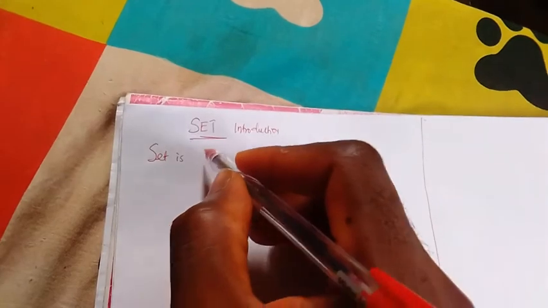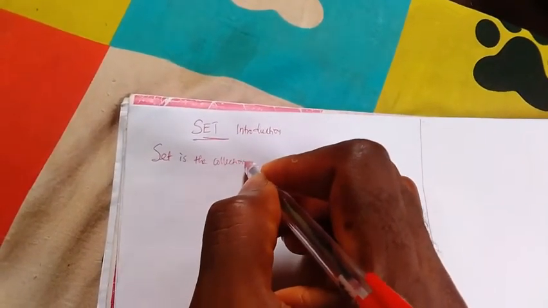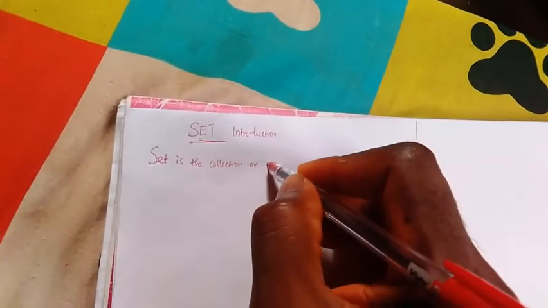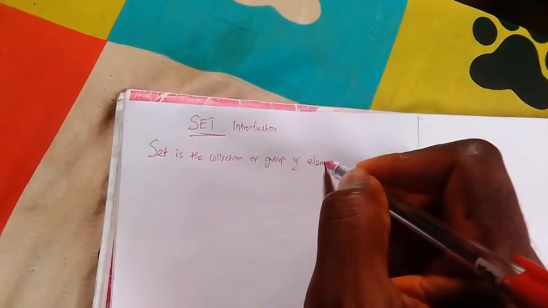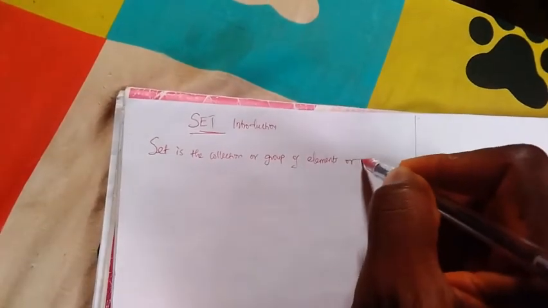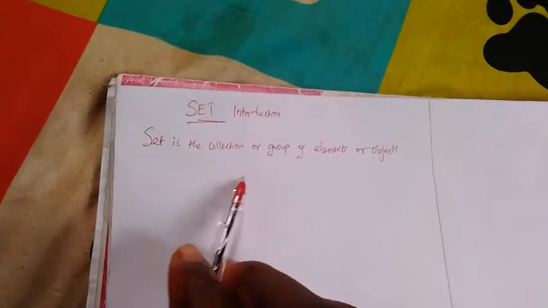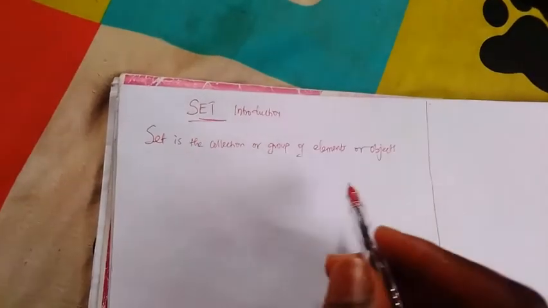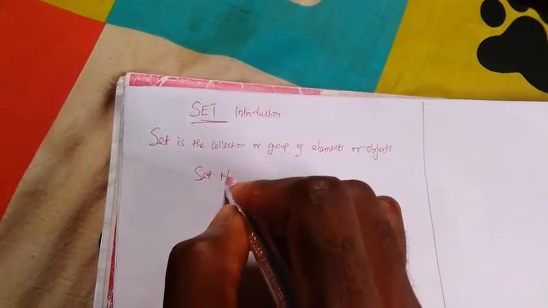Now, a set is a collection or group of elements or objects. That's it. A set is a collection or group of elements or objects. Now, under sets, let's look at set notation.